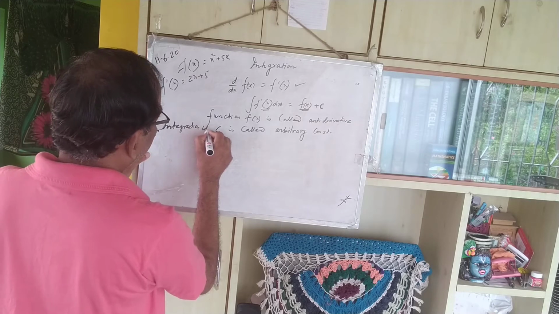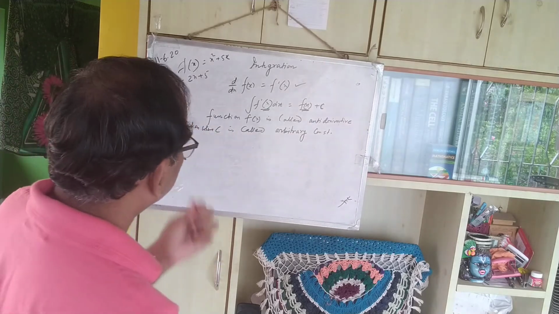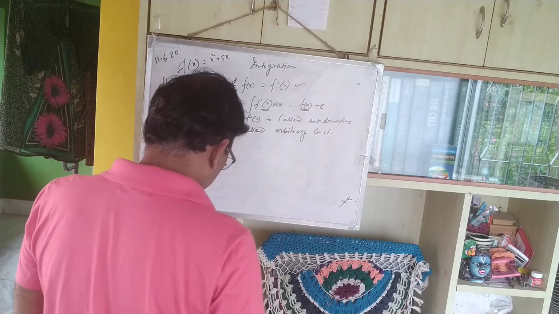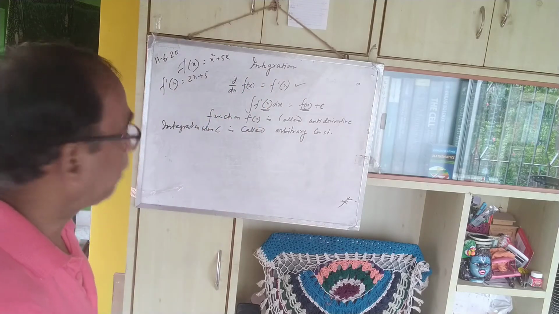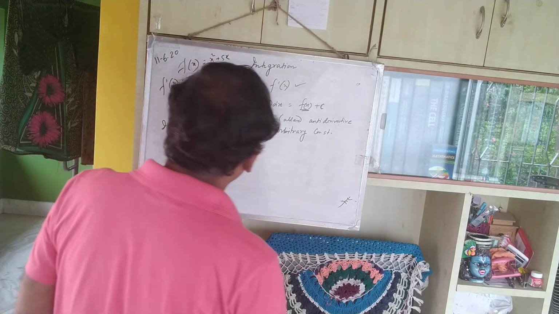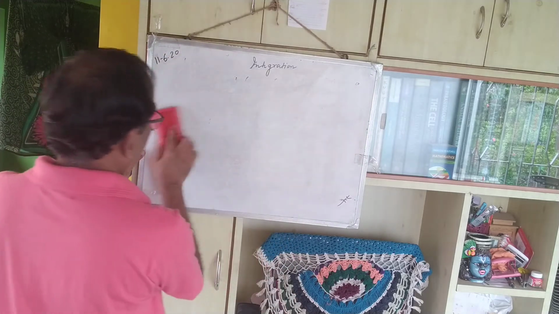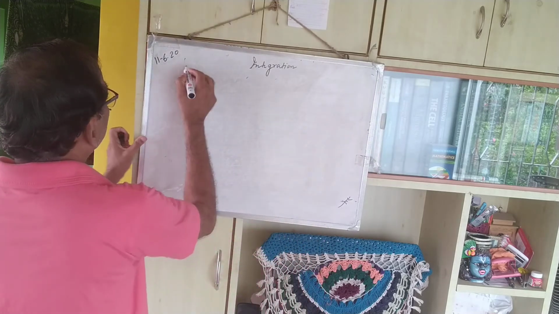Where c is called arbitrary constant. Anti-derivative is integration. Now, first of all, we have to know a few formulas to do integration. The formulas I am telling here one by one.